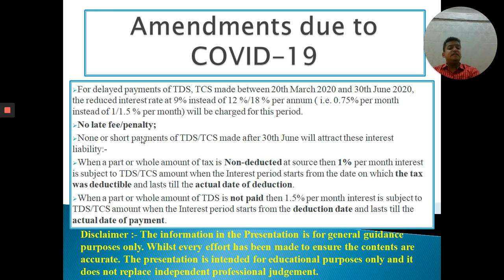लेकिन अगर हम 30 जून के बाद ये वाले जो ड्यू पेमेंट है ये करते हैं तो जो हमारा नॉन डिडक्टेड अमाउंट है, दैट इज हम लोग डिडक्ट ही नहीं कर पाए थे, तो 1% हम लोग का इंटरेस्ट लगेगा उस पे from the date on which the tax was deductible to the actual date of deduction, और 1.5% लगेगा from the date in which the deduction was made till the date of payment to the government treasury. इसमें कोई रियायत नहीं मिलेगा. दैट इज अगर 30 जून के बाद हम लोग पेमेंट करते हैं तो ये जो रिलैक्सेशन है 9% का, ये एप्लीकेबल नहीं होगा.